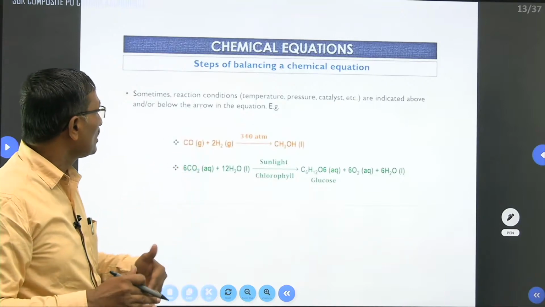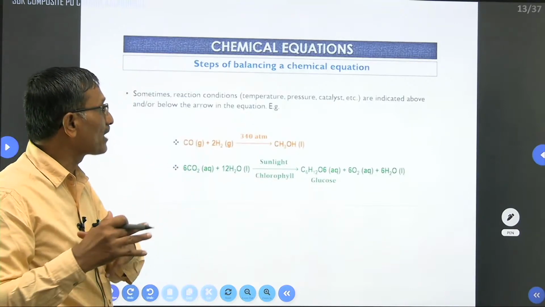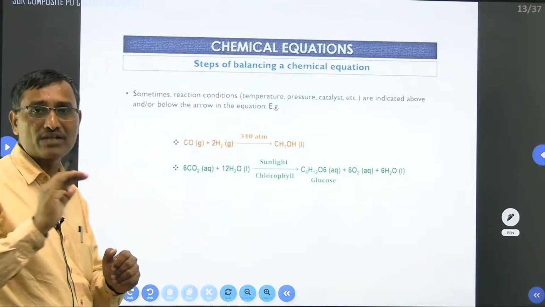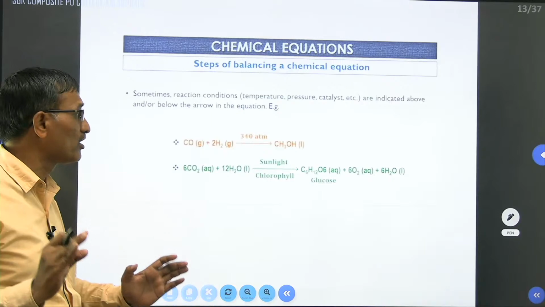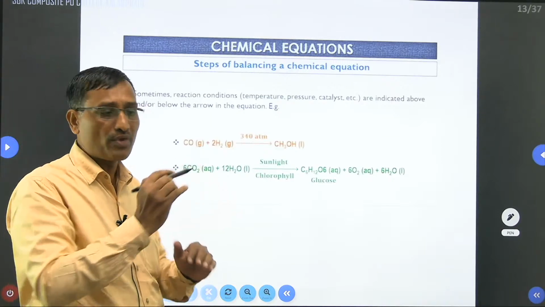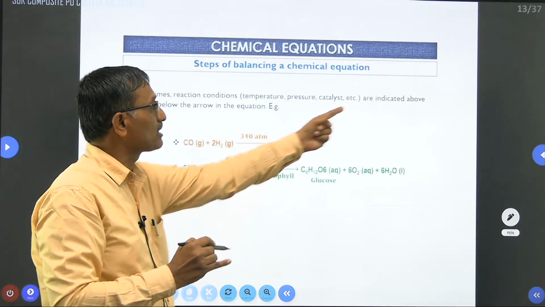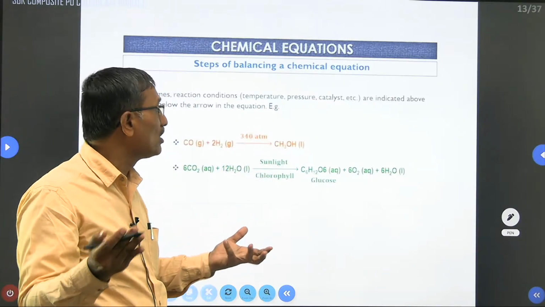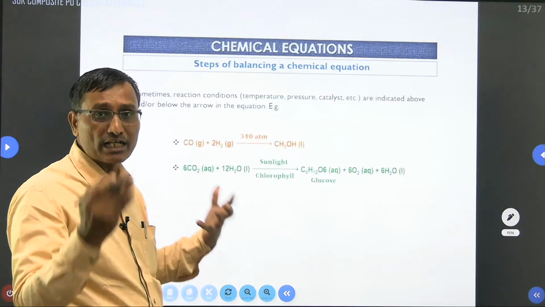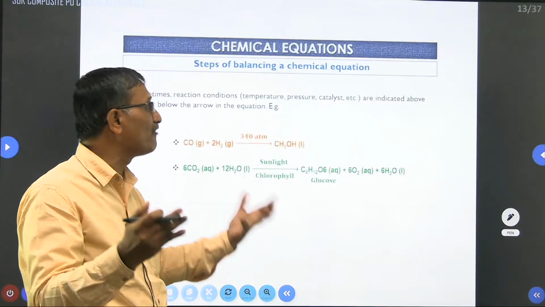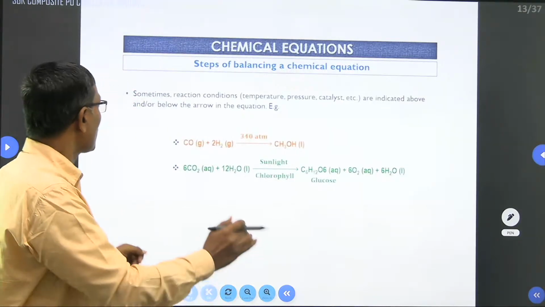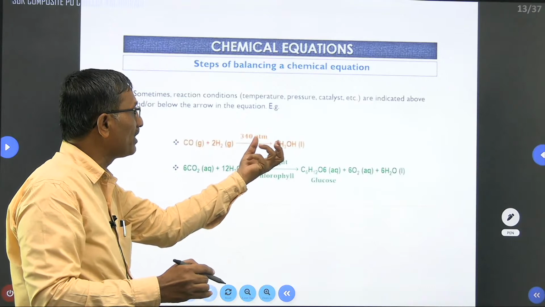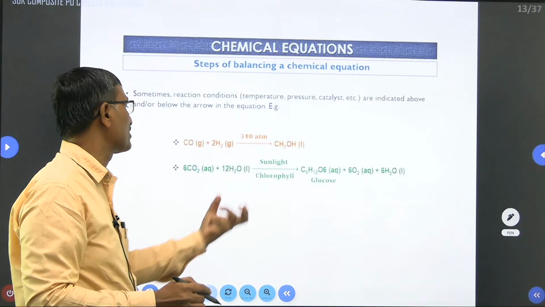Now, sometimes in some reactions we have to mention the reaction conditions. That is very important. Where is it to be mentioned? On the arrow mark. These are indicated. Which types of reaction conditions? That may be temperature, that may be pressure, that may be the presence of a catalyst. Everything is to be mentioned. These conditions above or below the arrow mark in the equation are to be represented.